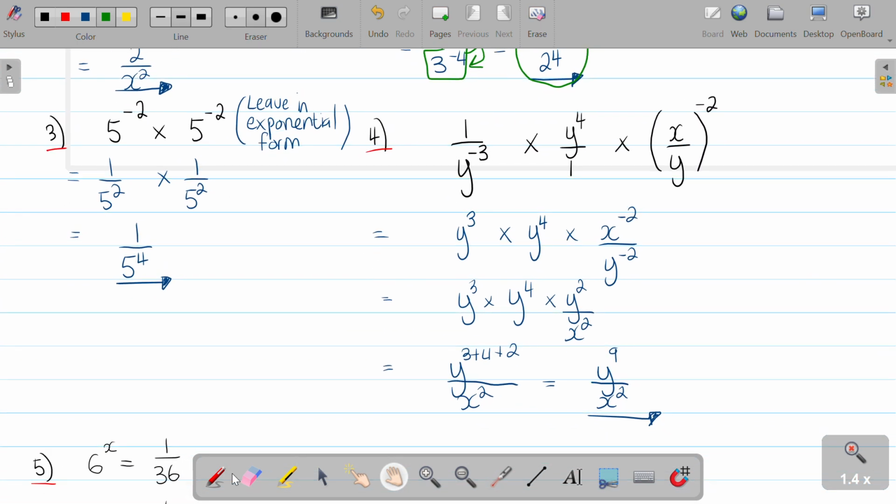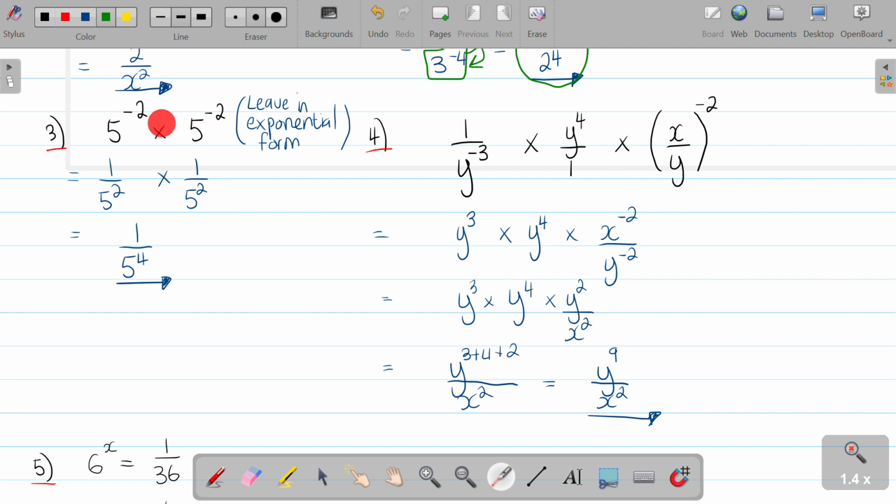Let's have a look at number 3. So number 3, again, it's asking us to leave the answer in exponential form. So they want the answer to have exponents in it. So let's have a look. So let's simplify this together. So we should be getting the hang of it now. 5 to the power of negative 2. We're going to write the base as a denominator. So it'll be 1 over 5 to the positive 2 now.